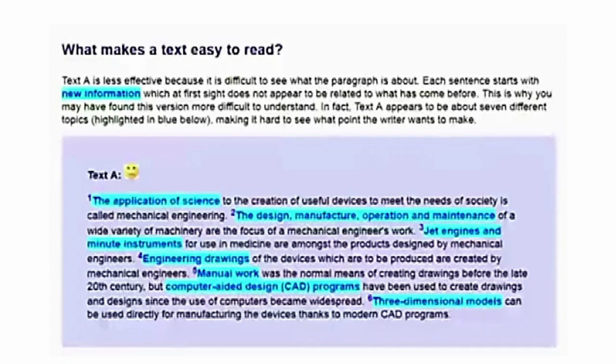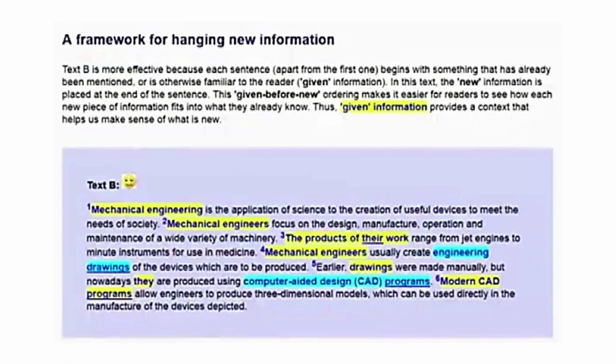Text A is basically not that relevant, but text B is more effective because the first sentence introduces a concept about mechanical engineering, and each sentence after that begins with something that has already been mentioned, like mechanical engineers, or is otherwise familiar to the reader. In this text, the new information is placed at the end of the sentence. It's basically an active voice. So this given-before-new ordering makes it easier for readers to see how each new piece of information fits into what they already know. Thus, given information provides a context that helps us make sense of what is new.